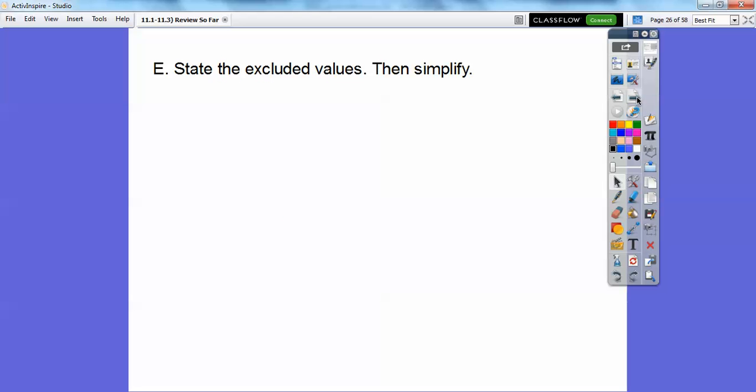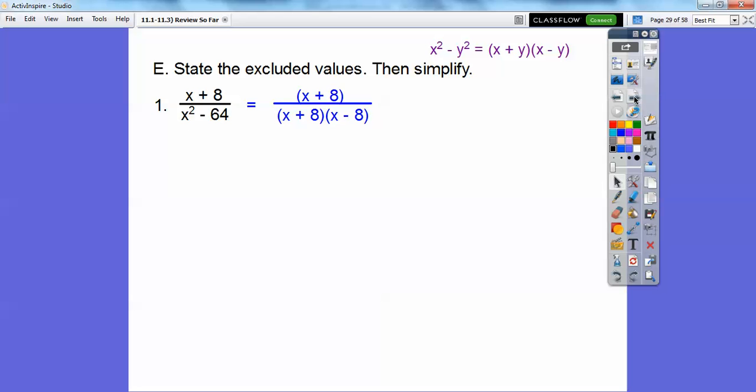State the excluded values and then simplify. Your book will say simplify, then state the excluded values, but I think it's better if we do that first so we don't miss any. Remember, if we had x squared minus y squared, they gave us x plus y, x minus y. This is a difference of squares. This is x squared minus 8 squared, so that becomes x plus 8, x minus 8.